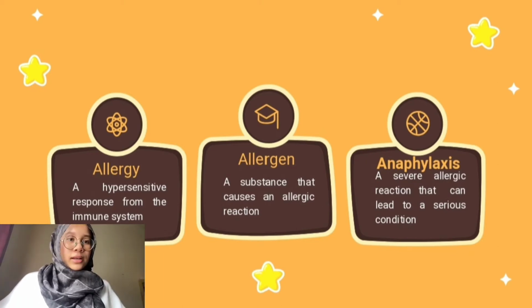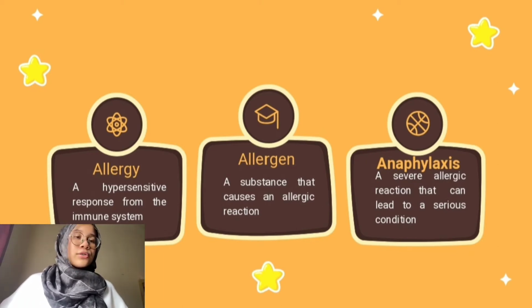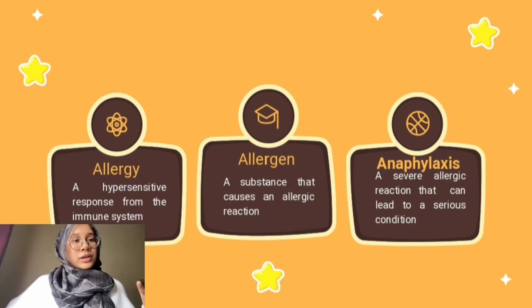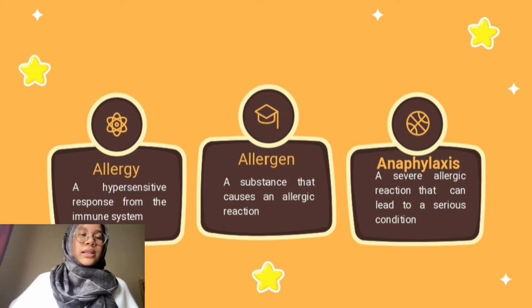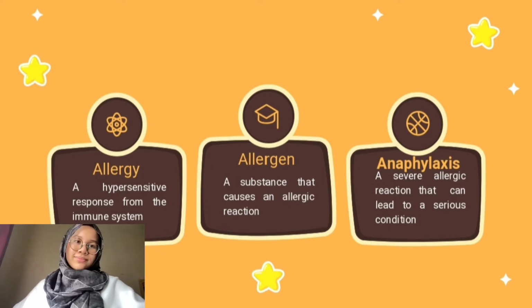Next is anaphylaxis. Anaphylaxis is an allergic reaction that can cause serious conditions. Anaphylaxis happens when the body reacts badly to a substance or allergen, such as bacteria or virus. This is seen as a threat to the health, and the body produces large amounts of histamine. This triggers an inflammatory response.